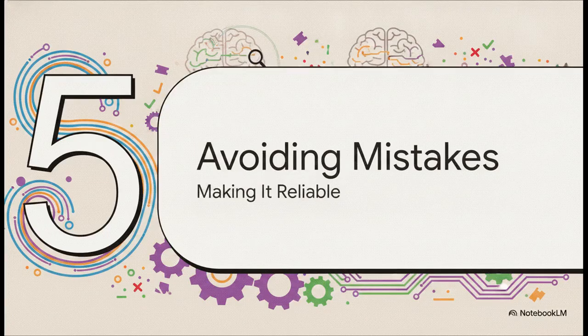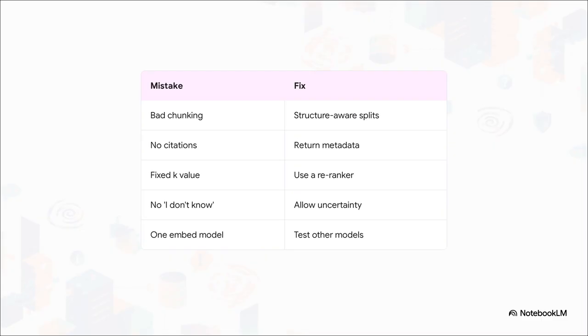Which brings us to our final part, Section 5, avoiding common mistakes and really making this system reliable. Look, getting a basic RAG demo to work is pretty easy, but making it bulletproof, that takes some real engineering. For instance, if your chunks are cutting off mid-sentence, you need to switch to structure-aware splitting. Break it down by paragraph or heading instead of just random character counts. Also, to really build user trust, you should always return the source metadata so the user can verify exactly which page the answer came from.